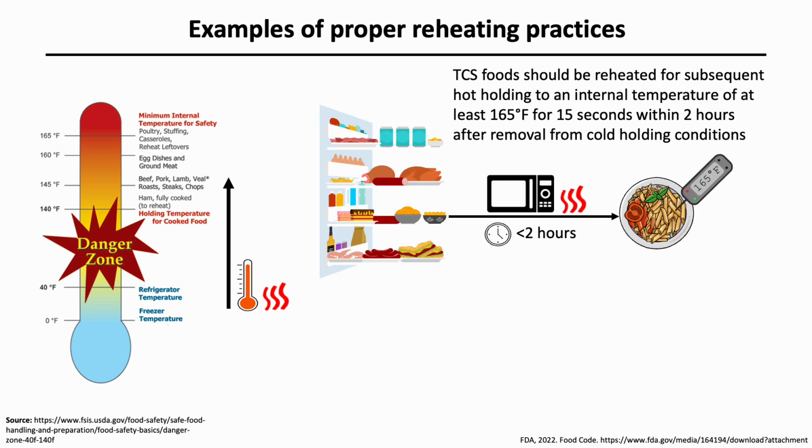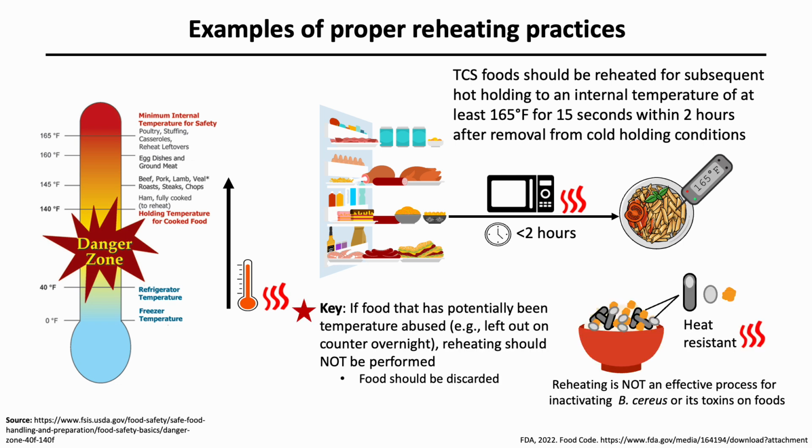Similarly, when reheating TCS foods that were previously cold held, for example in refrigeration units, it is important to ensure that the food is reheated to an internal temperature of 165 Fahrenheit for at least 15 seconds within 2 hours after it was removed from cold holding conditions. On the other hand, if food has potentially been subjected to temperature abuse, for example, being left out on the counter overnight, then reheating of foods should not be performed, and instead the food should be discarded.